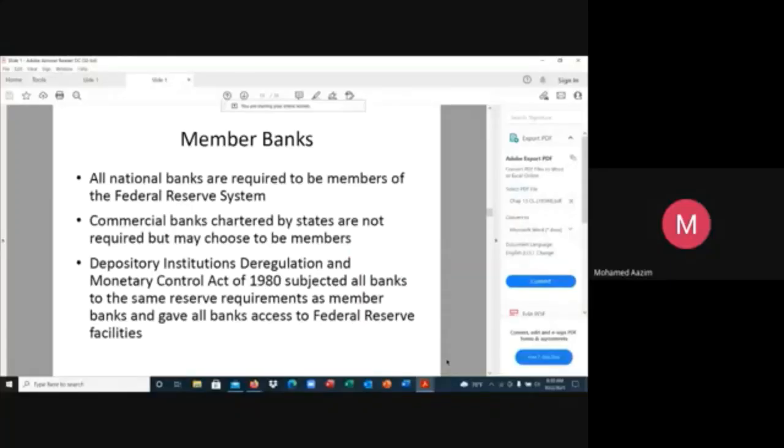But remember, these reserves that they maintain with the Fed Reserve or the central banks in other parts of the world, including Sri Lanka, are non-remunerated. You don't pay a return for such deposits.